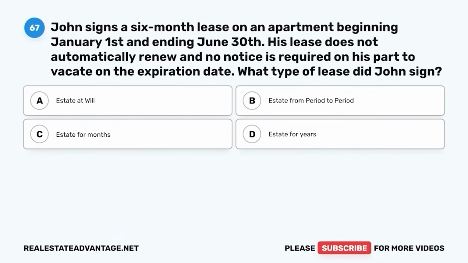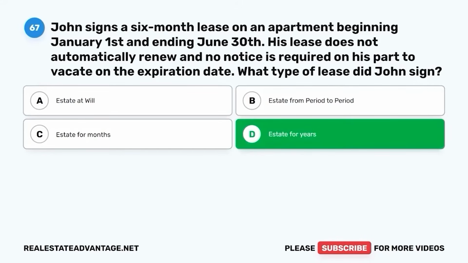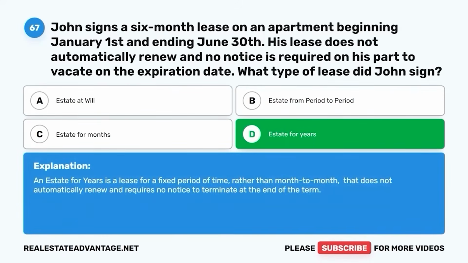Question 67. John signs a 6-month lease on an apartment beginning January 1st and ending June 30th. His lease does not automatically renew and no notice is required on his part to vacate on the expiration date. What type of lease did John sign? A. Estate at will. B. Estate from period to period. C. Estate for months. D. Estate for years. The correct answer is D. Estate for years. An estate for years is a lease for a fixed period of time, rather than month to month, that does not automatically renew and requires no notice to terminate at the end of the term.